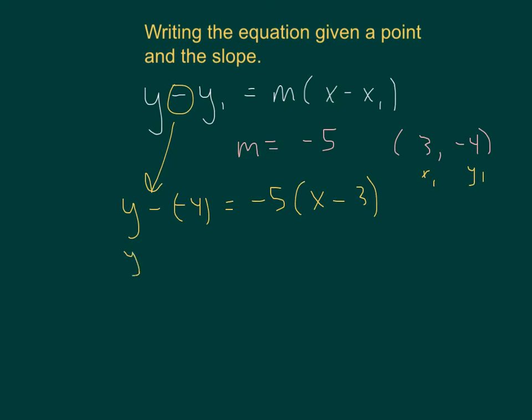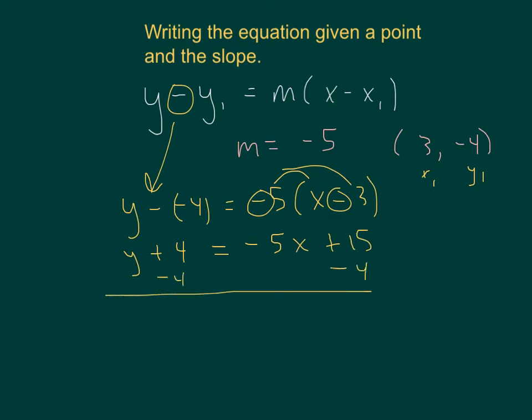Carefully dealing with my double sign on the left side, y minus a negative 4 is y plus 4. So y plus 4 equals negative 5. I'm going to distribute negative 5x plus, because I got that negative times a negative, 15. Last thing we're going to do, isolate y by using the inverse of what I see. Subtract 4 on both sides, I get y is equal to negative 5x plus 11. That is in slope-intercept form, so that is the equation of our line. We're all set. Next example.